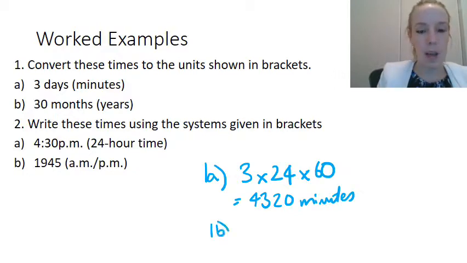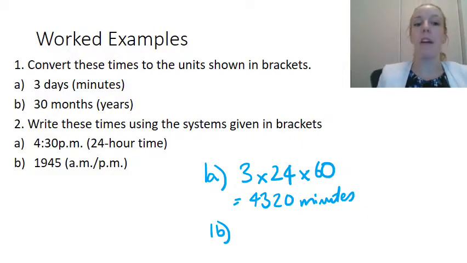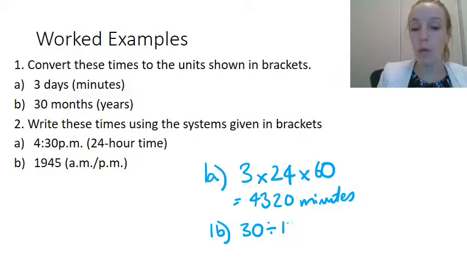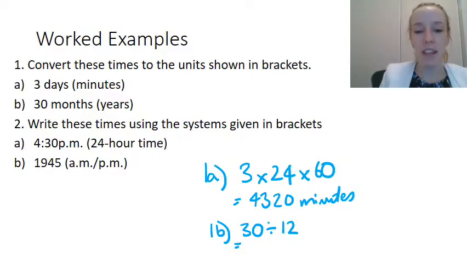For 1B, 30 months into years. So there's 12 months in a year, so we're going to do 30 divided by 12 to find out how many years it is. So it's 2.5 years. There we go. So that would be your answer for that one there.